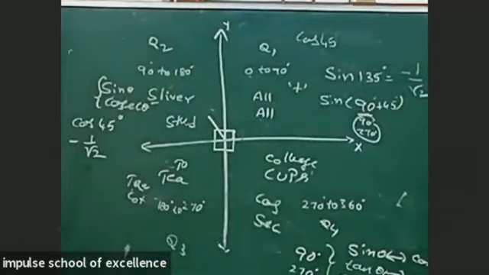Sin 135 degrees is equal to minus 1 by root 2. So let us listen, we will discuss once again.